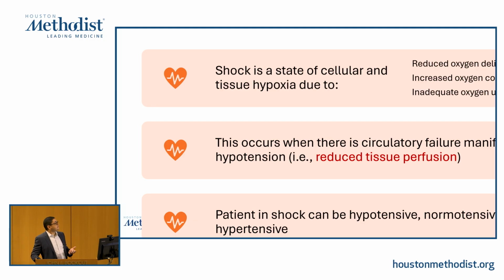So in a sense, it's reduced tissue perfusion, and that most of the time correlates with hypotension. So these patients will be hypotensive. But the main point is that a patient in shock can also be normotensive or even hypertensive. And we're going to see why later on.